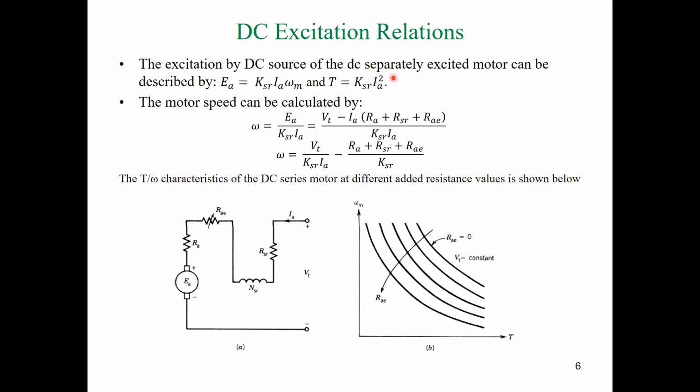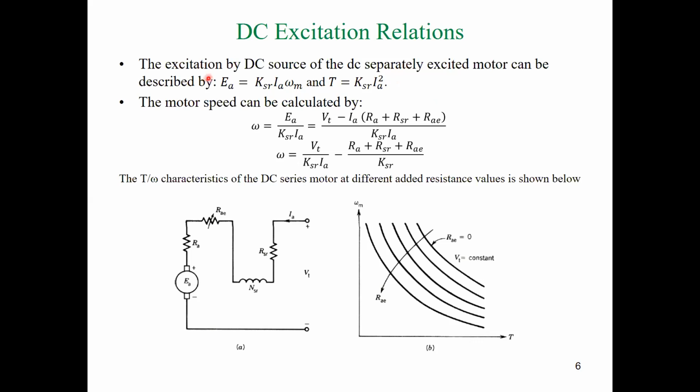The EMF for separately excited motor was K multiplied by flux, or IF, multiplied by omega, which is speed. And because this motor is series, the field current is the same as the armature current. So we can multiply K phi together, and we have instead K series multiplied by armature current. So this is especially for series DC motor. So we have the same relations of DC series motor.